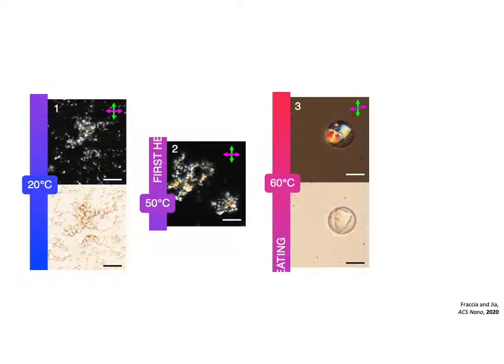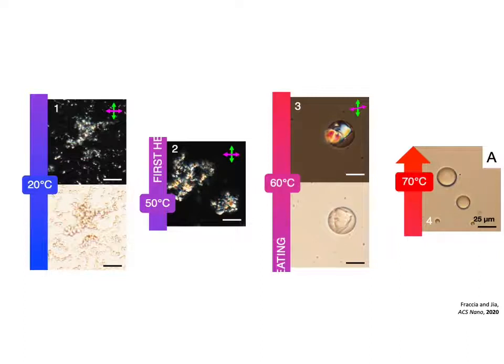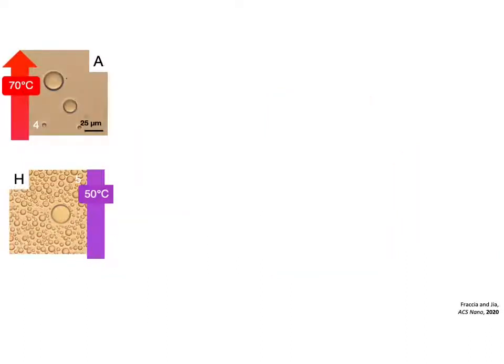But upon bringing the system up to 60 degrees, we see a transition from the precipitate-like structures to a co-localized liquid crystal coacervate-like structure, seen here. And upon further increasing the temperature to 70 degrees, we see the liquid crystal structures disassembling, resulting in only the non-liquid crystal coacervate droplets. We next decreased the temperature, and so here we decreased the temperature to 50 degrees, and no significant changes were seen.